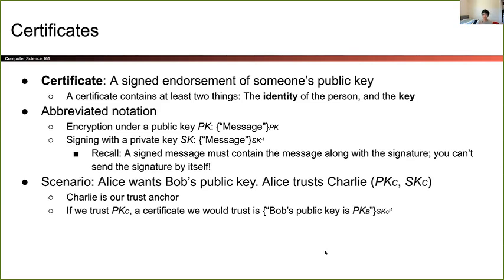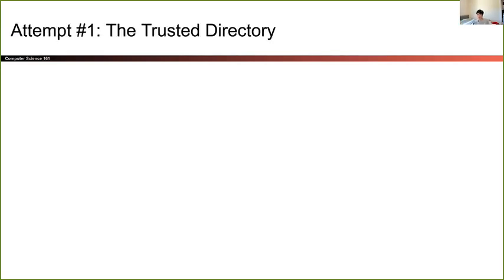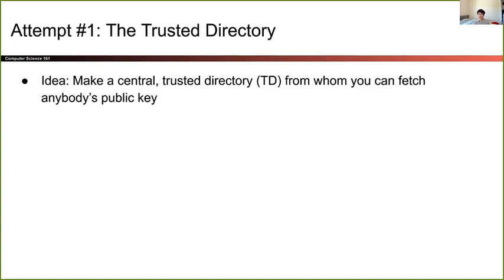All right, so now this is all great. We have this idea of a certificate. Now we're going to try to build an infrastructure for it. I don't just want to know one person's public key. I want to know what anyone's public key is at a moment's notice. So here's our first attempt. We're going to create something called a trusted directory. This is a central trusted directory. We'll just call it TD. And we can always ask the TD for someone's public key.